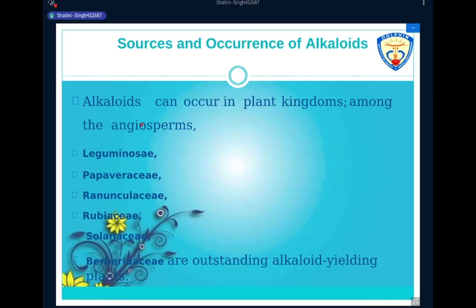What are the sources and occurrence of alkaloids? If you search alkaloids in the plant kingdom, where will you find the alkaloids? They are present among different families, mainly leguminaceae, the legumes family, from where you get pulses. Papaveraceae, opium poppy is an example. Ranunculaceae, rubiaceae, solanaceae. Again, solanaceae is a very important family in our daily life. We have potato, tomato, and brinjal from this family, and barbadeaceae. These are outstanding alkaloid yielding plants.